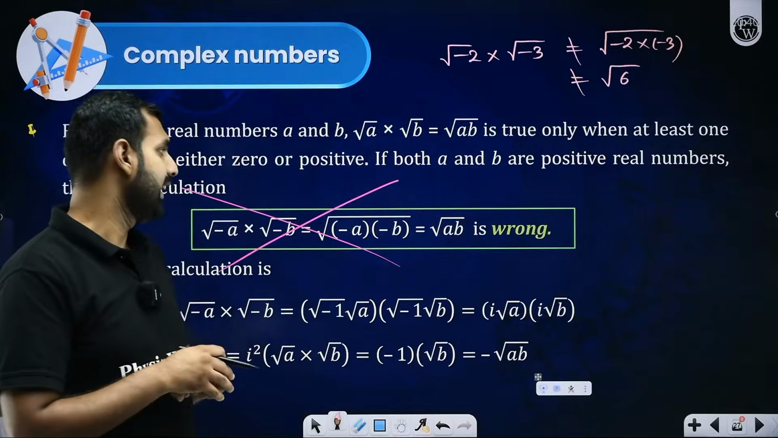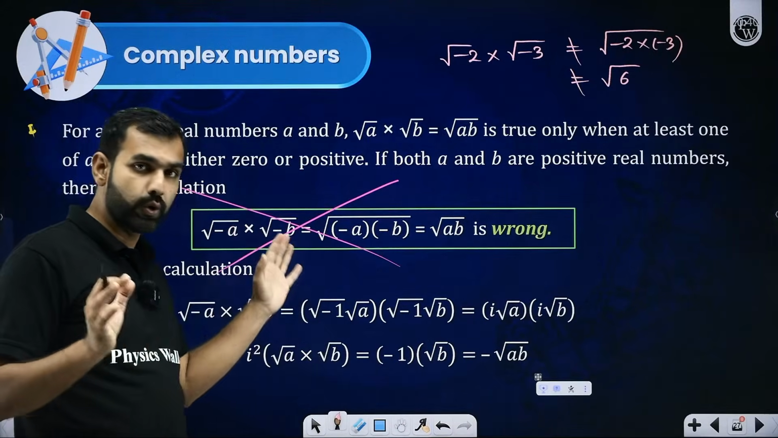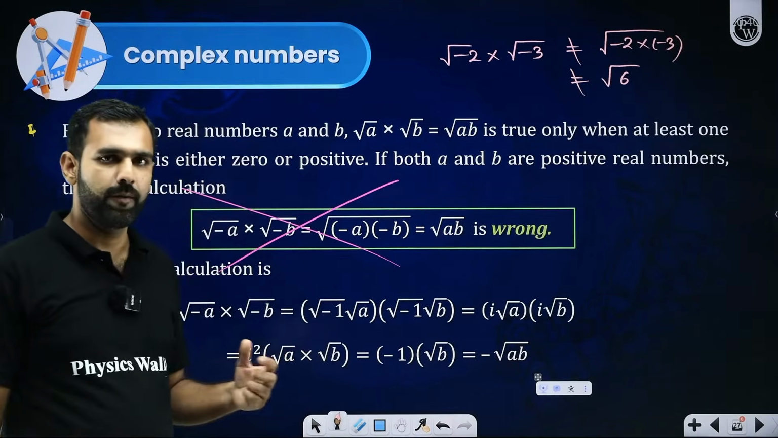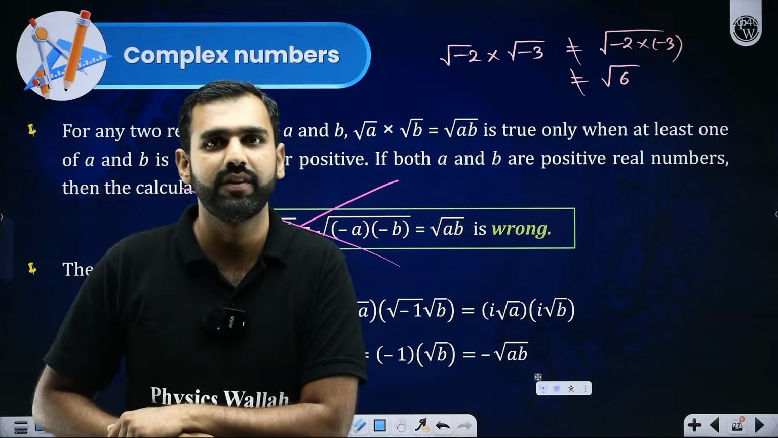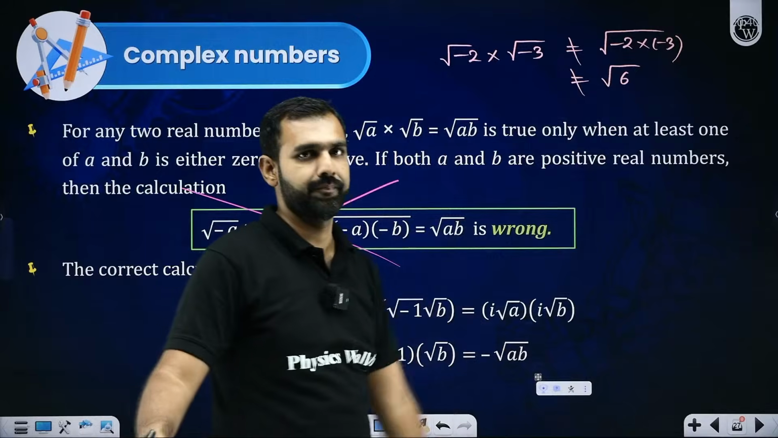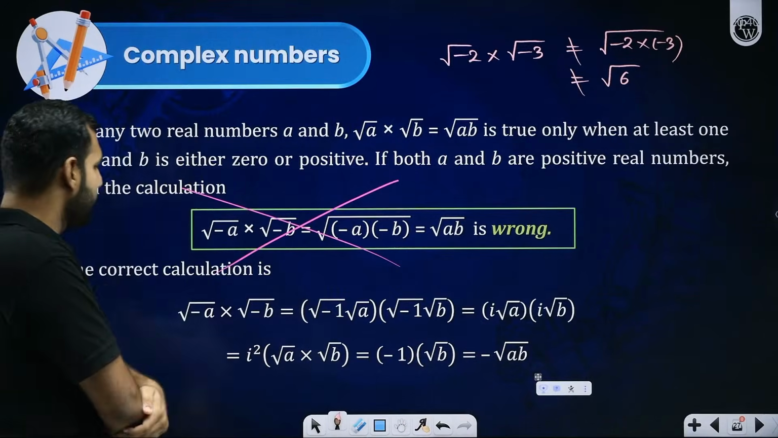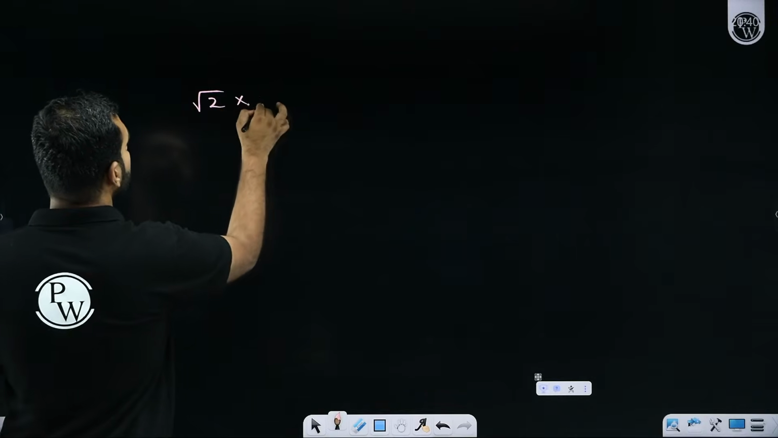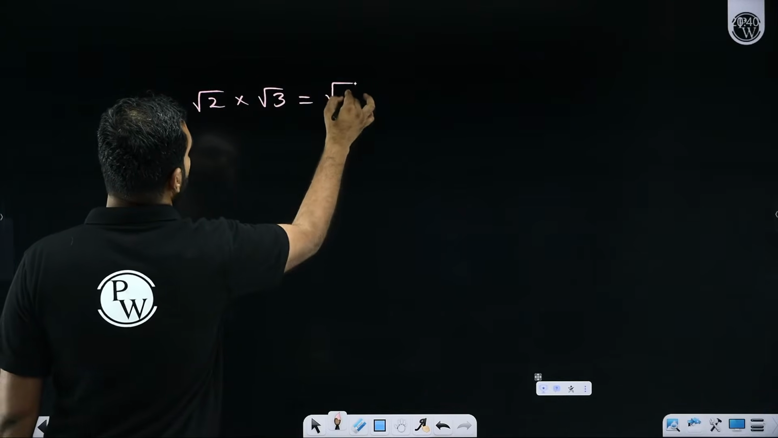This property is valid, that this is split and you want to club it, only when either both of them are positive, or one of them is positive and the other one is negative. But if both of them are negative, you cannot do it like this. Which means if I am given root 2 into root 3, I can write it as root 6.